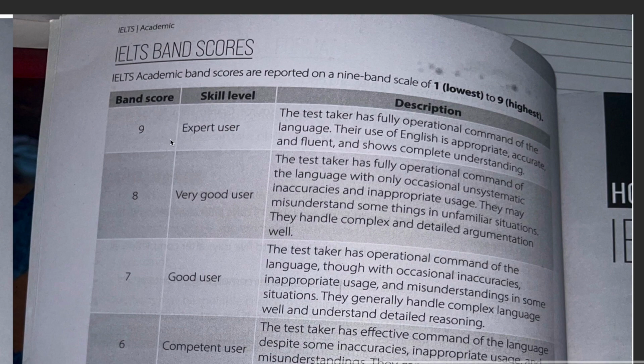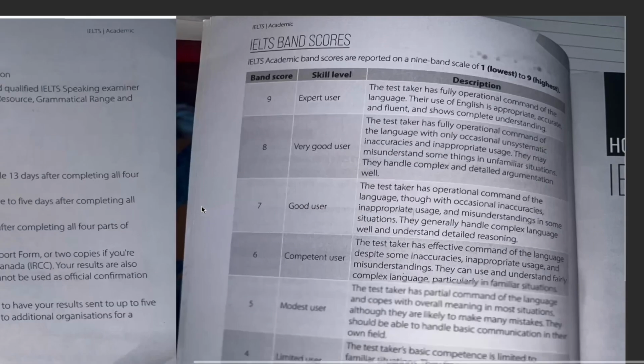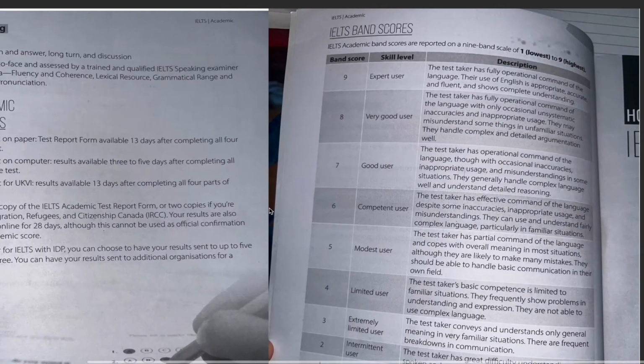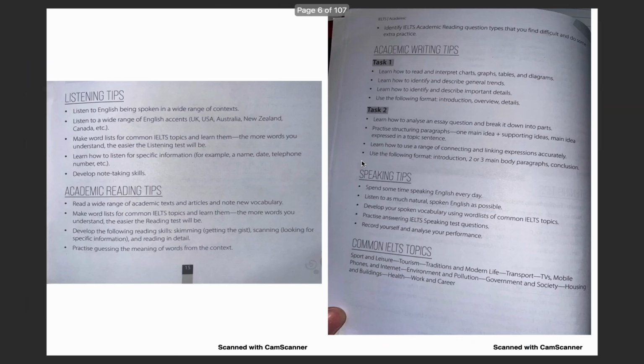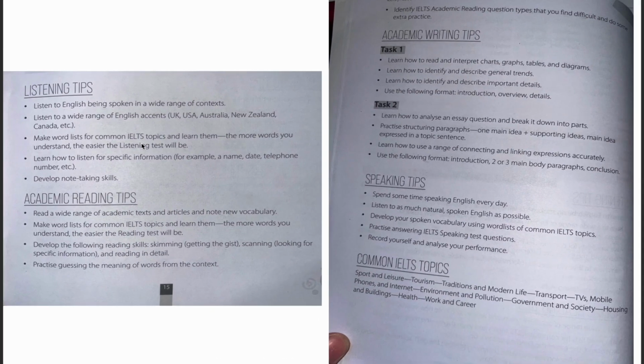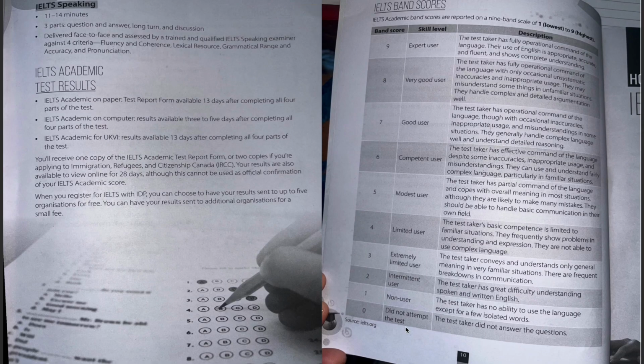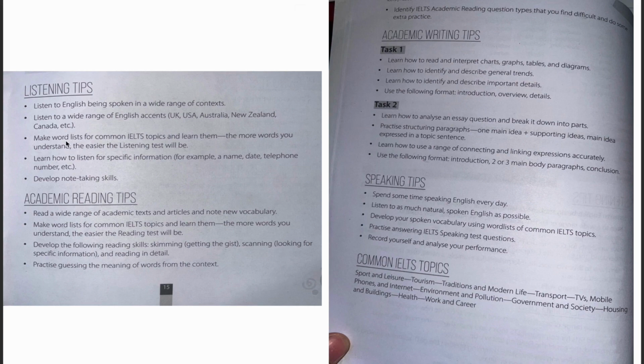If you get a 9 band score, that means you are an expert. 8 means very good user, 7 means good user, 6 is competent, 5 is modest, and so on. If you have a 0 band score, that means you have not attempted the test.